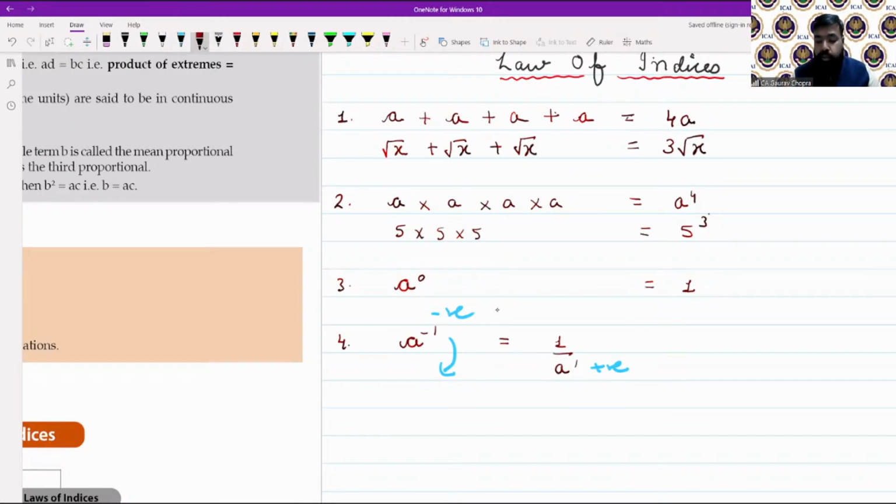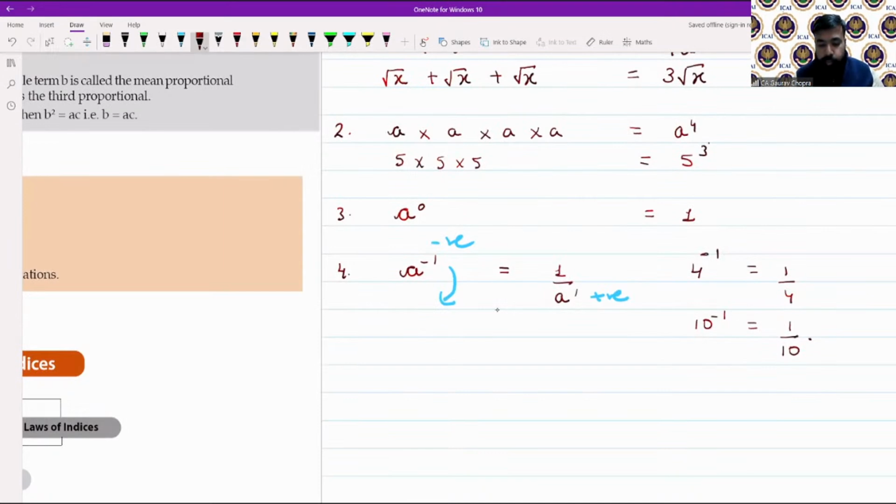So that means if we have 4 to the power of minus 1, it can be written as 1 by 4. If there is, let's say, 10 to the power of minus 1, then we can write it as 1 by 10. Now, next one.